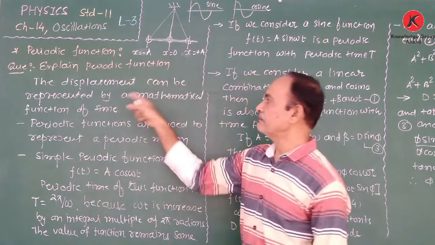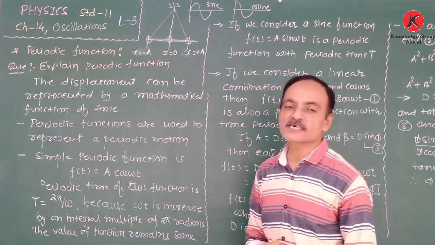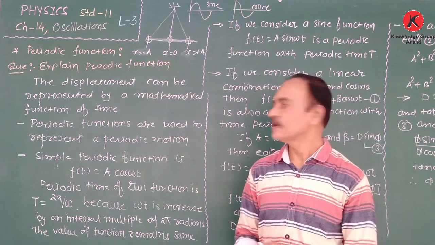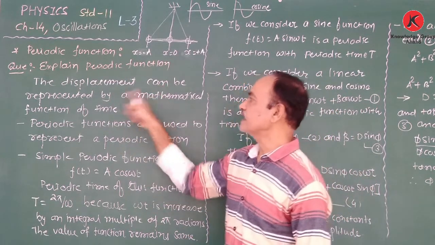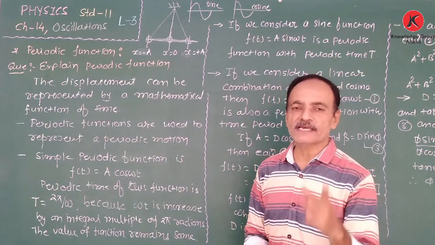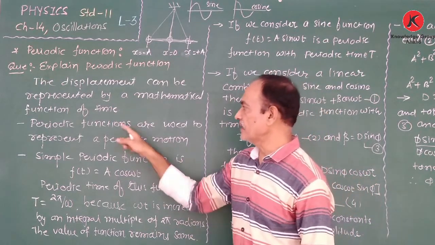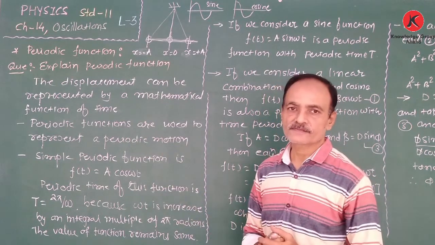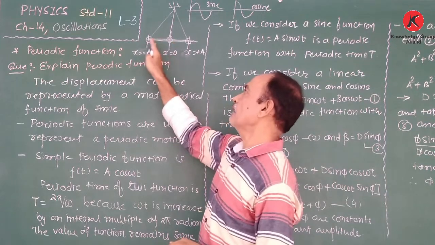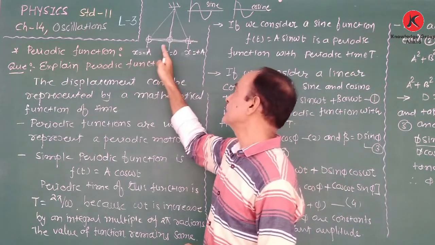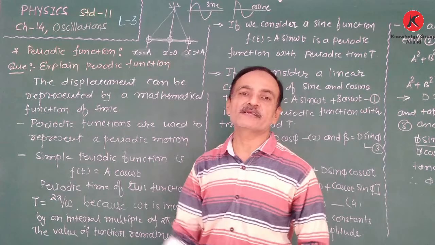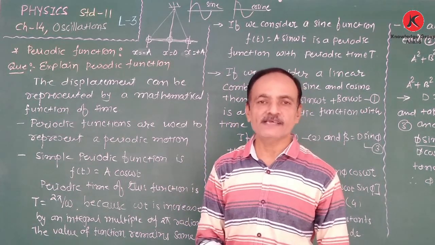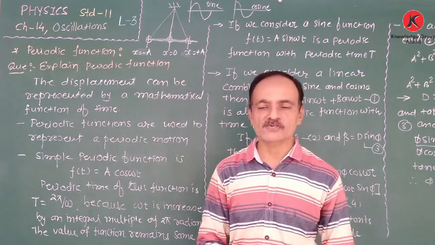The displacement can be represented by a mathematical function, and this function depends on time, the time variable. Periodic functions are used to represent a periodic motion. Here, the simple harmonic oscillator performs periodic motion between two points. At a definite interval of time this motion is repeated, therefore it is known as periodic motion.